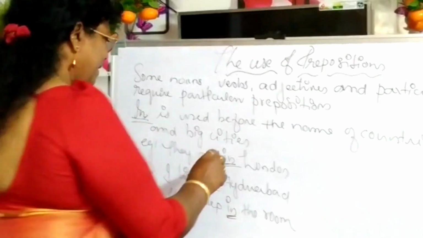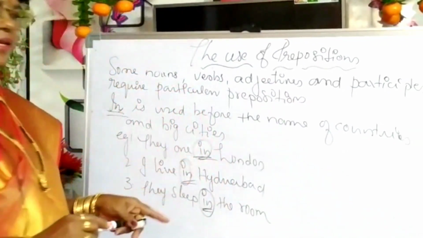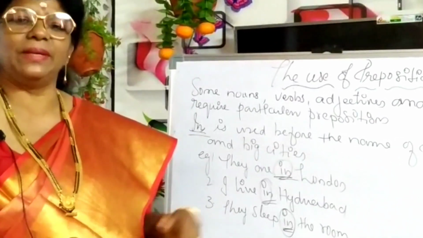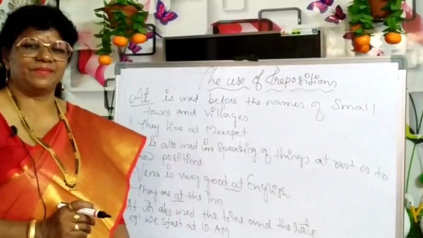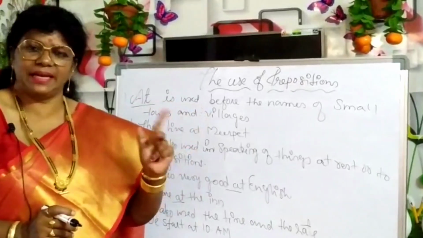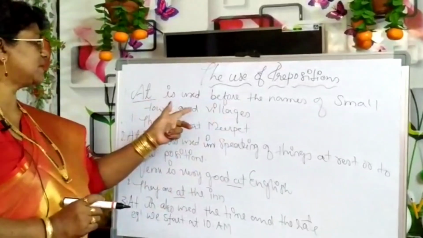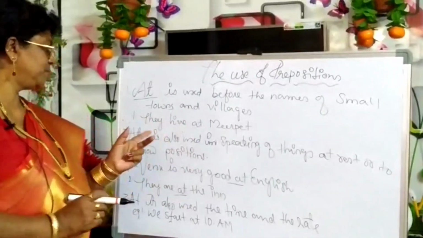They sleep in the room. So here, in shows the particular position. Let us go through another one: at. Where will we use at? At is used before the names of small towns and villages. They live at Mirpet.